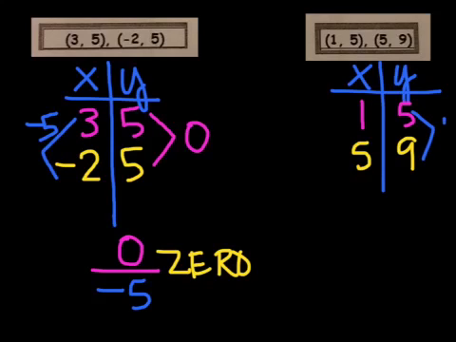That's a change of 4. I would move to the right so it stays positive. I'm going to go to my x values. It changed from 1 to 5. That's also a change of 4 to the right.